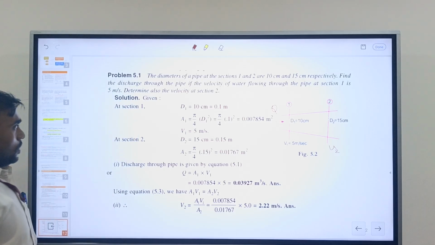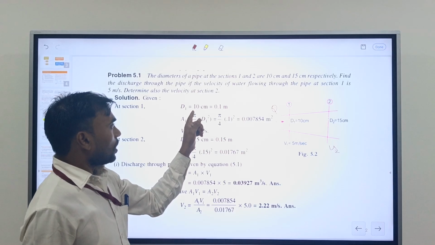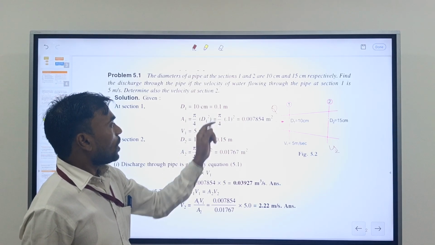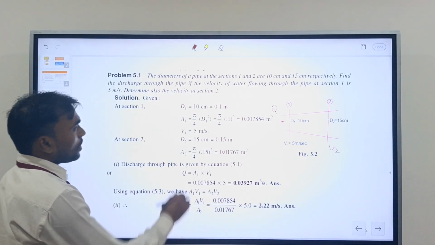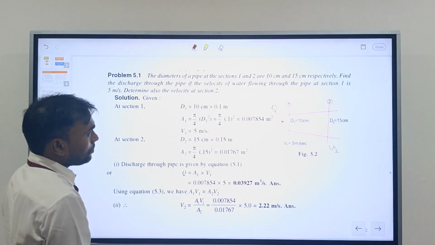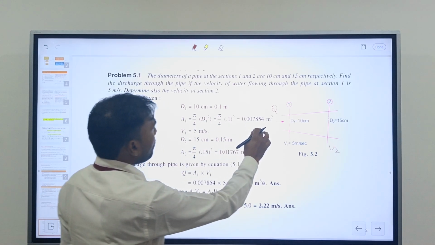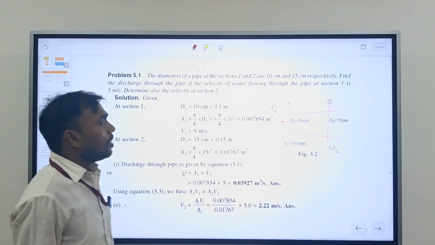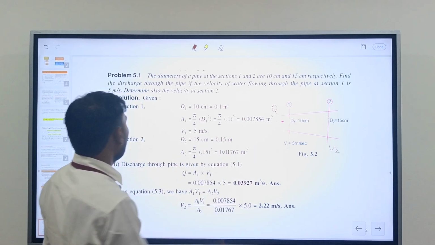Okay. Now put all the given value, that is the D1 is 10 cm. You can convert in SI system 0.1 meter. Cross sectional area of this pipe can be calculated using pi by 4 D1 square. So put the value of D1 0.1 meter. So final value of A1 will be 0.007854 meter square. And V1 value is already given here.